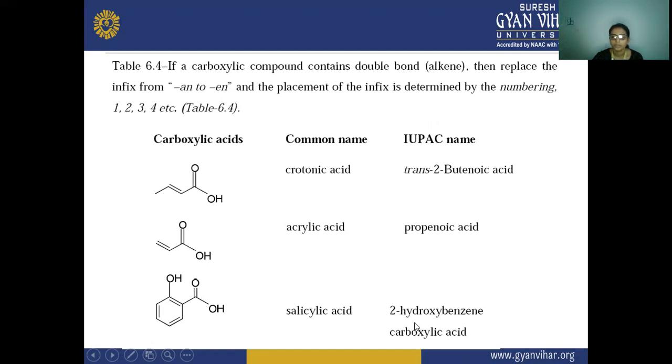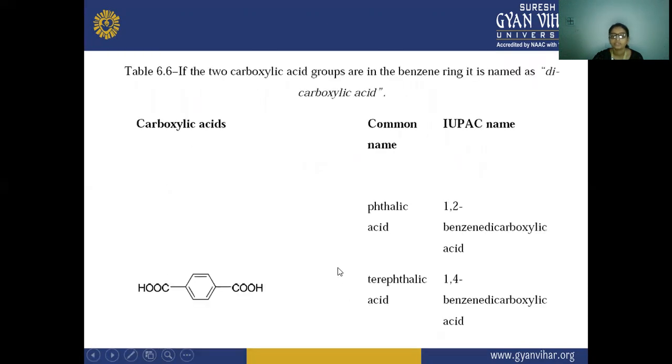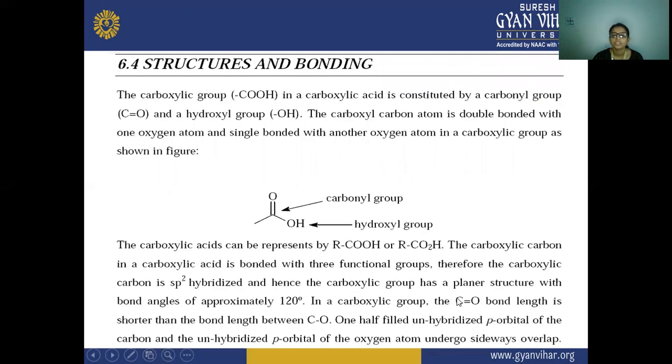So the name is 2-hydroxybenzene carboxylic acid. Next, if 2 carboxylic acid groups are present on this benzene ring, here you can see it has 2 carboxylic groups. So its name is 1,4-benzene dicarboxylic acid, because in the first position and the fourth position the carboxylic acid is present. Next, structure and bonding.